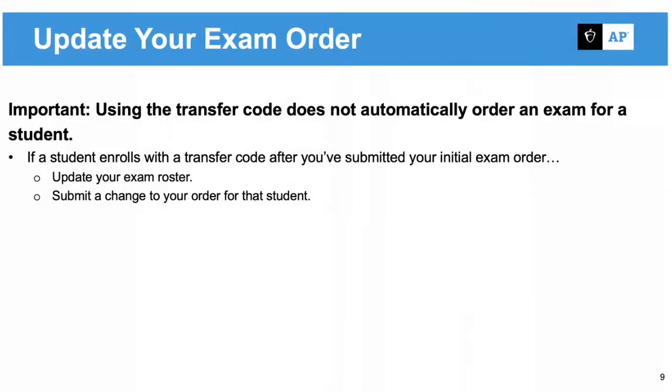It is very important to keep in mind that using a transfer code does not automatically order an exam for a student. If a student enrolls with a transfer code after we've submitted our exam order, we will take the following steps. We'll update our exam roster and then submit a change to our order for that student. Doing these steps will ensure an accurate exam order.